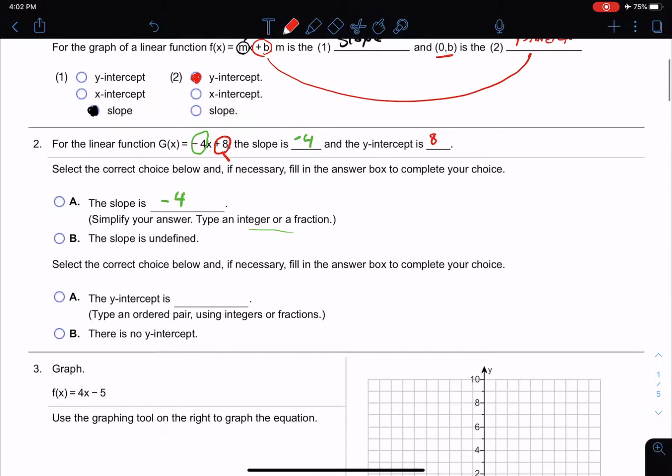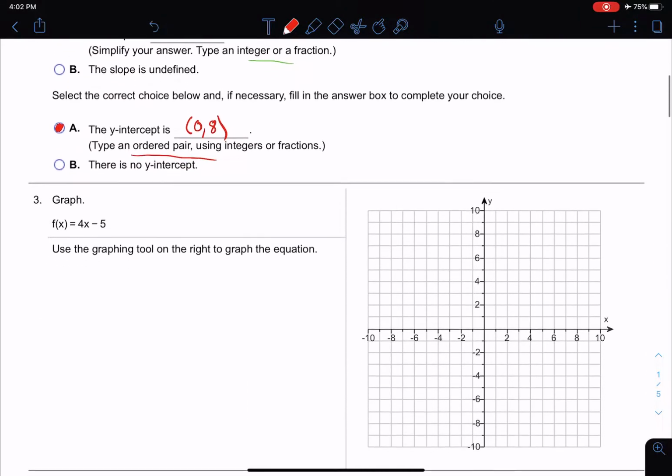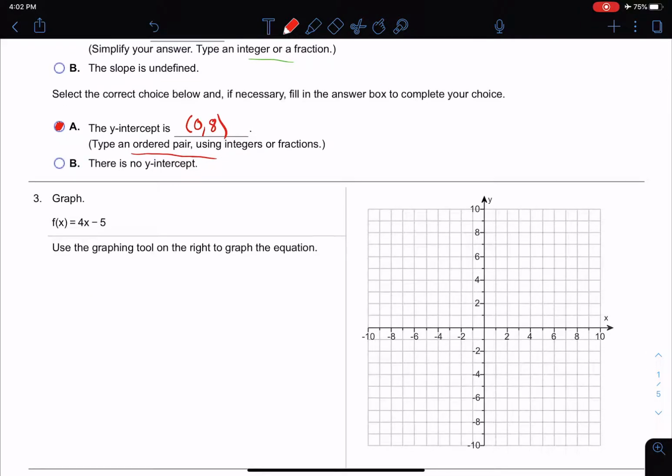And so we go down here and you say the y-intercept. And always be careful when you're answering these questions. It says type an ordered pair. So you have to write it as an ordered pair. That's 0 comma 8. Okay, next question says, please graph the function 4x minus 5.